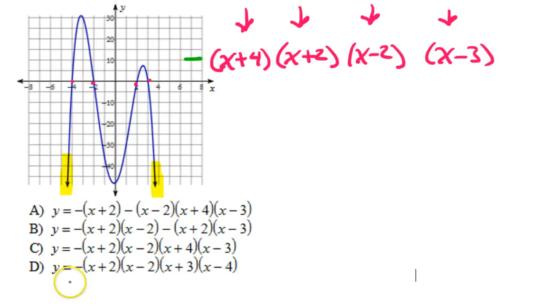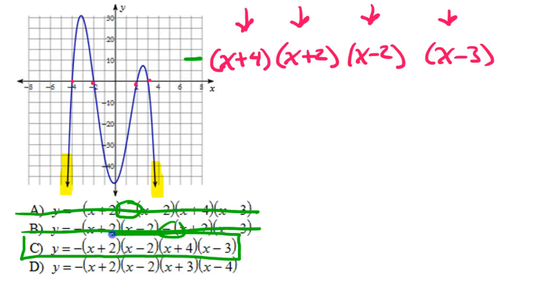Well, all of these have negative signs in front, so that doesn't help me eliminate anything. Well, these two that have a minus in the middle, I don't know what that's about, but that never happens. So, skirt! We're down to C and D. So let's see. We need x plus 2, x minus 2, x minus 3, x plus 4. So there's my x plus 2, x minus 2, x minus 3, x plus 4. The answer is C. Yeah, here they have x plus 3. That's just wrong. So C is the answer.